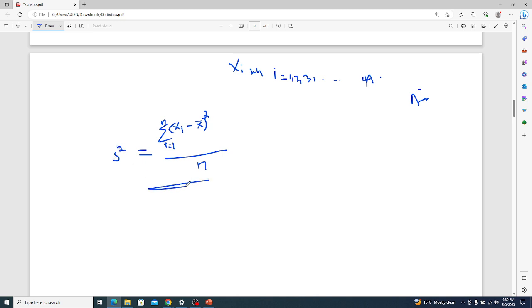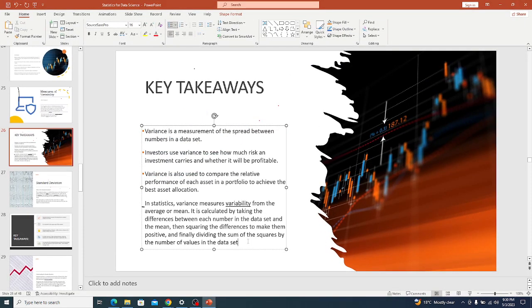So this is the formula for sample variance from this statement. And that now marks the end of today's class. I now welcome questions or additional comments on this before we conclude the class.